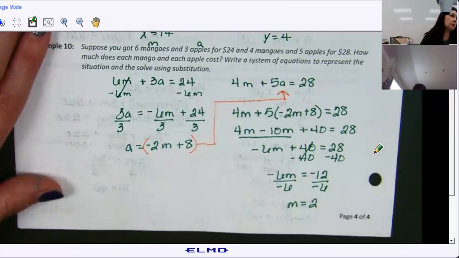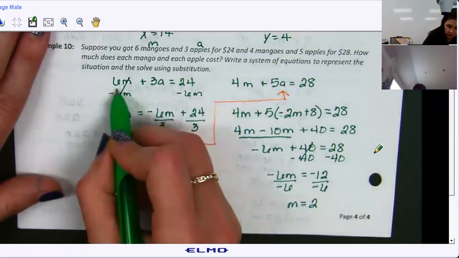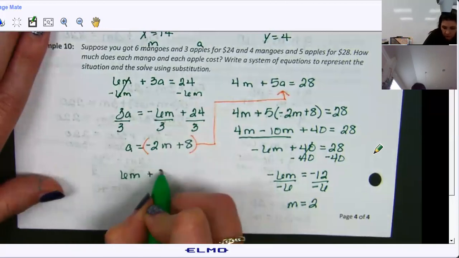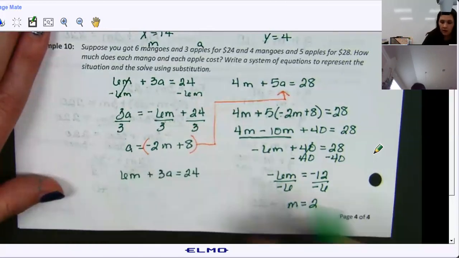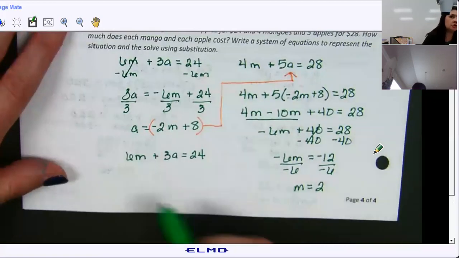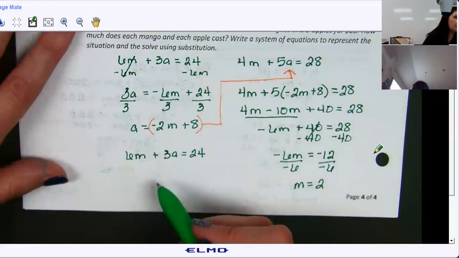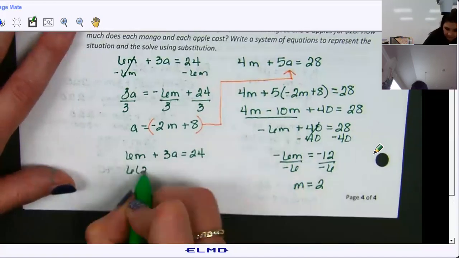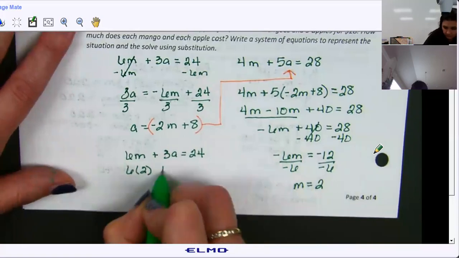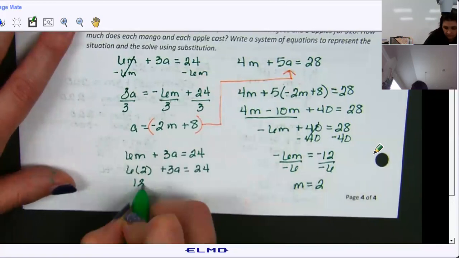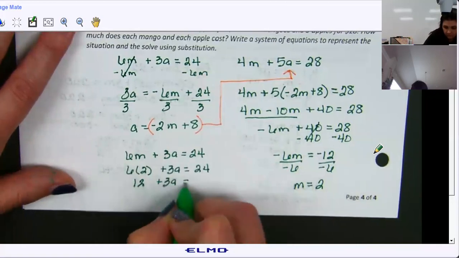No, $2 per mango. So now I'm going to use this equation here. 6m plus 3a equals 24. And I'm going to substitute 2 where the m is.